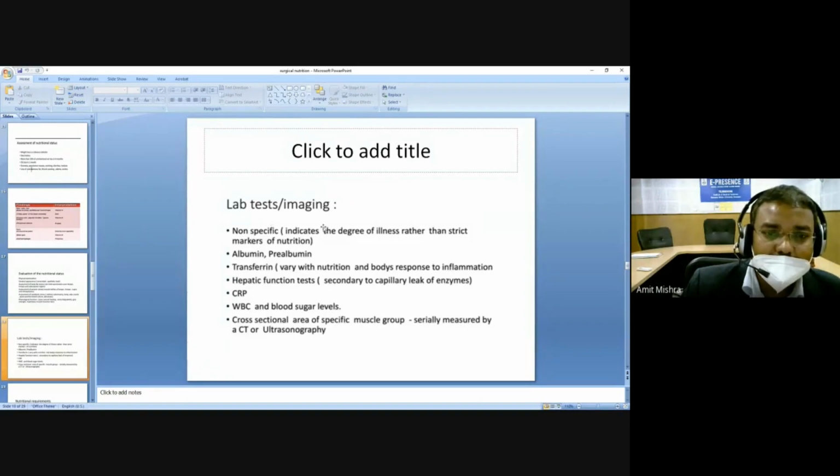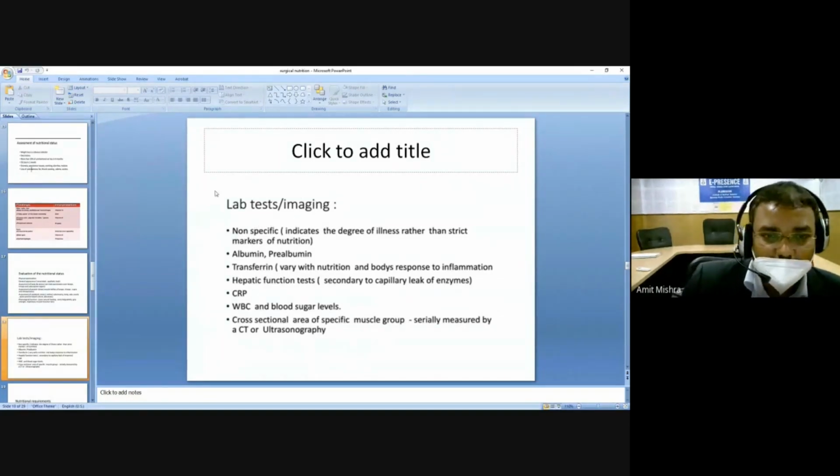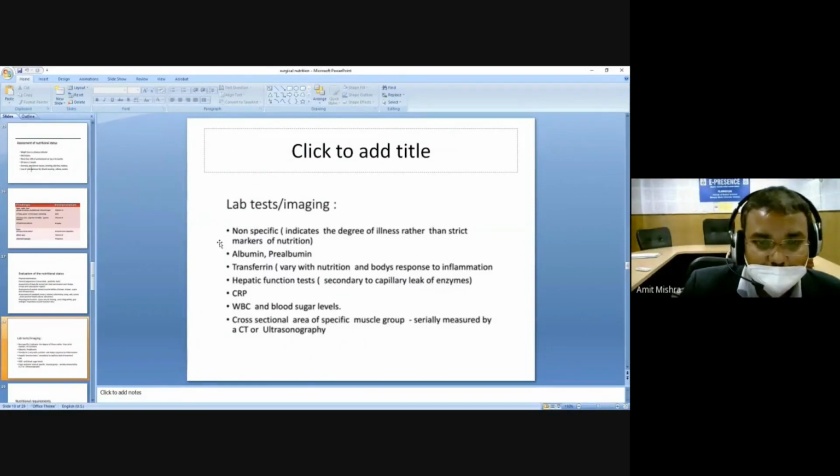But they add to our diagnosis regarding the nutritional status, whether the patient is malnourished or undernourished. So it is non-specific but indicates the degree of illness, because it indicates degree rather than being a strict marker of nutrition. Okay, so what are these? Like albumin and pre-albumin.